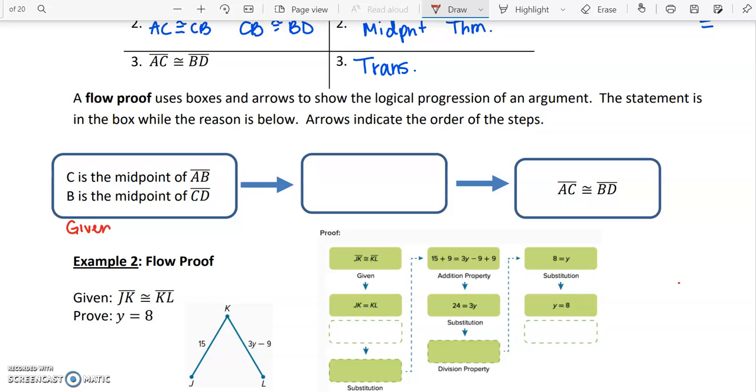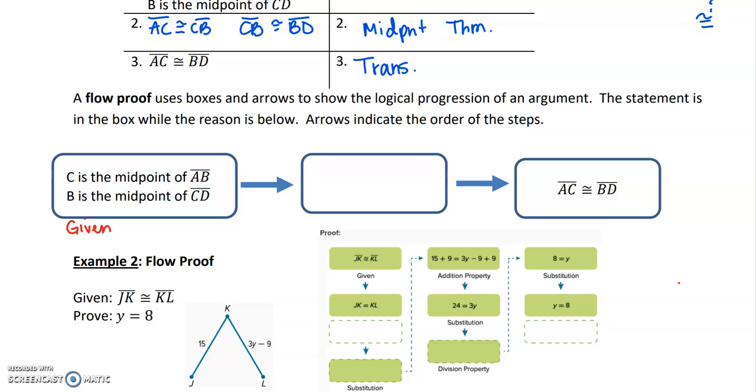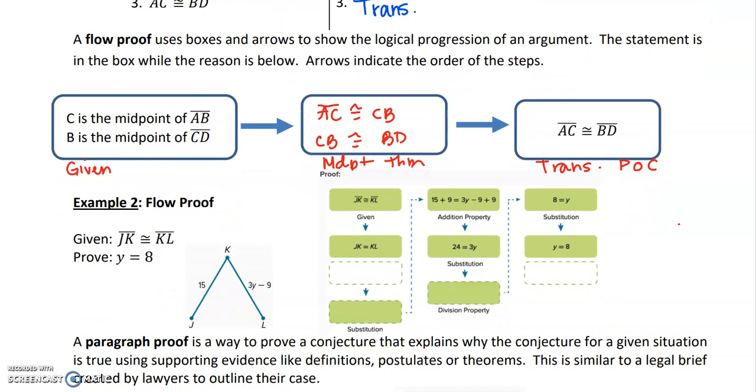So this is going to be given. And then we're going to move to probably using our midpoint theorem. Again, this is actually the one right above. So AC is going to be congruent to CB, and CB is going to be congruent to BD. And so that is our midpoint theorem. And then finally, using the transitive property of congruence, POC, since we have a congruence, not equals, there. So pretty much the same thing as up above, just in a different format in that flowchart type proof.